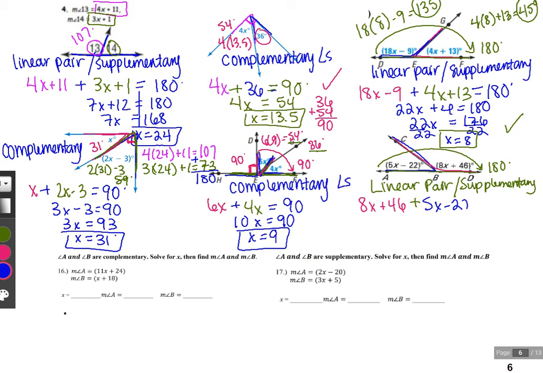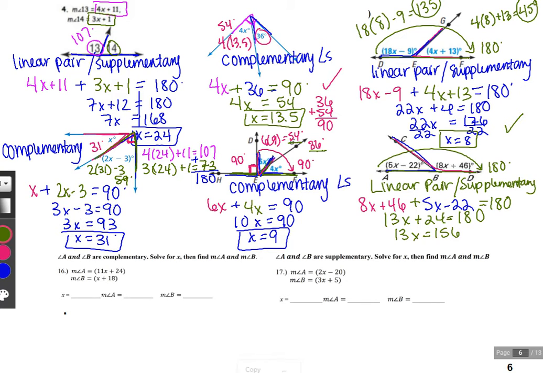Alright, so just solving that out, combine my terms, so I have 13x, and then 46 minus 22 will be 24, equals 180. Subtract 24 on both sides. 13x equals 156, and then divide by 13 on both sides. So x should equal 12.